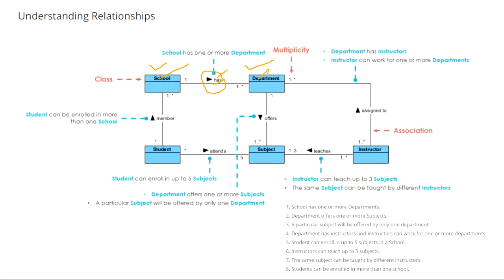That's the first thing. Now read the multiplicities. Here it is written as 1..*. 1..* means one or more than one. So school has one or more than one department. Clear?